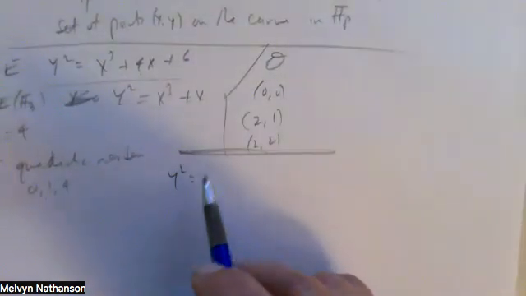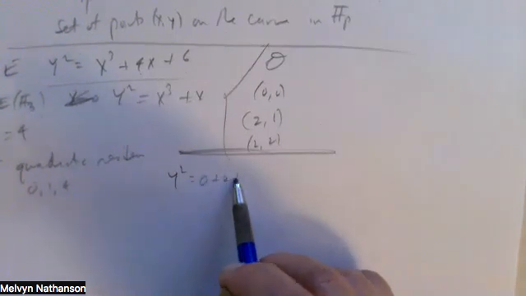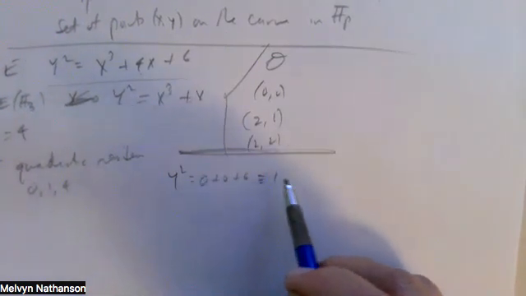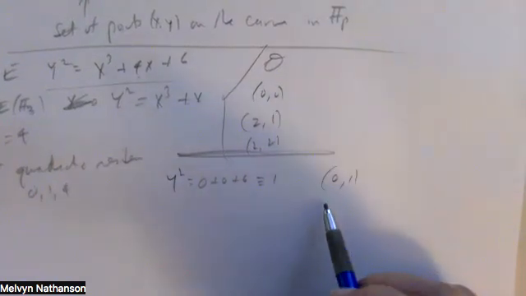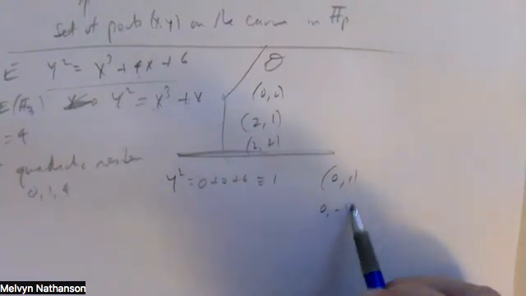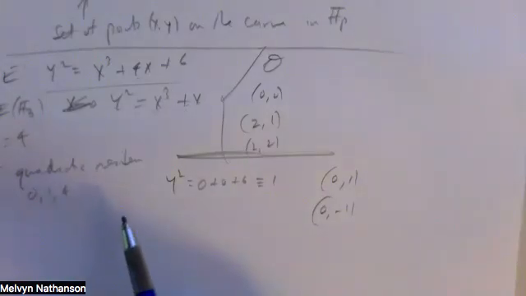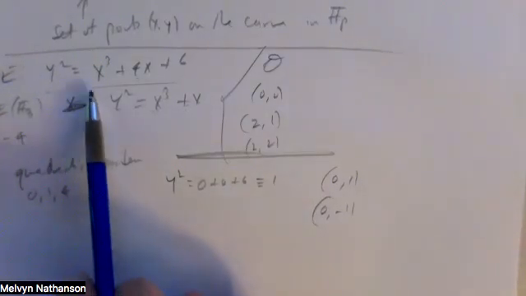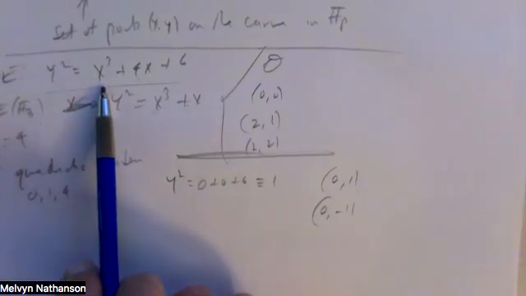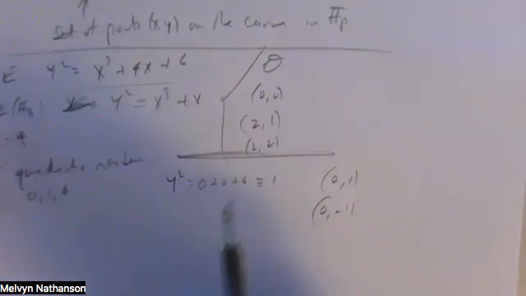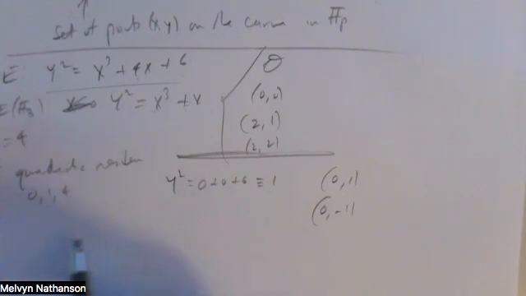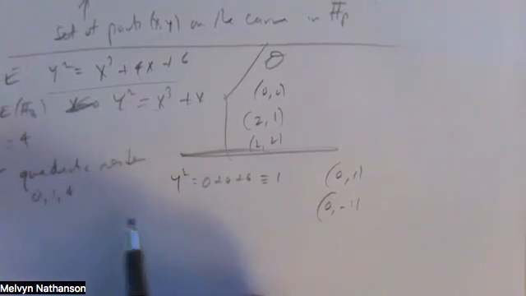When x is 0, we would get y squared is 0 plus 0 plus 6, which is 6, which is 1 mod 5. So we get the points (0, 1) and (0, minus 1). They satisfy this: when x is 0, you get 6, which mod 5 is 1, and 1 squared is 1. Okay, that's when x is 0.